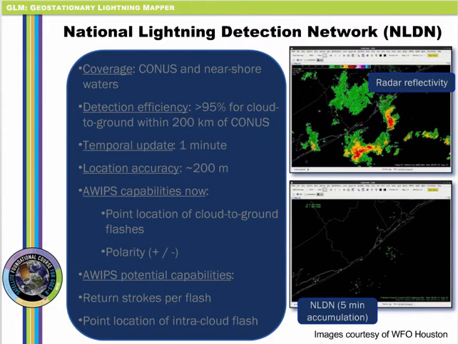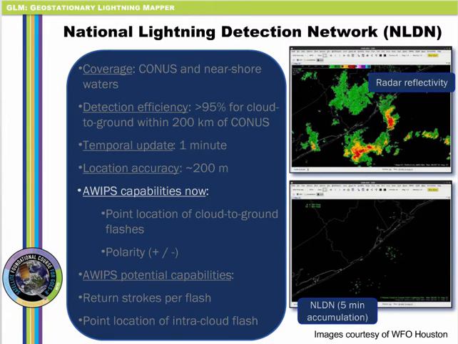The National Lightning Detection Network is likely the most well-known, covering the continental United States and the nearshore waters with greater than 95% detection efficiency of cloud-to-ground flashes within 200 kilometers of CONUS. The NLDN updates every minute and has an average location accuracy of approximately 200 meters.